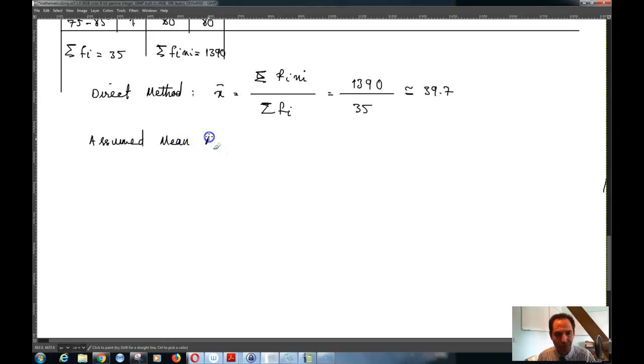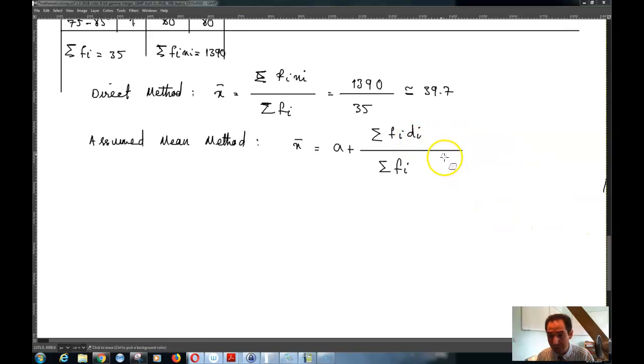The assumed mean method. In the assumed mean method we said that x bar is equal to a plus sigma f of i d of i over sigma f of i. Now we took d of i over here. Let me see what we did over here.